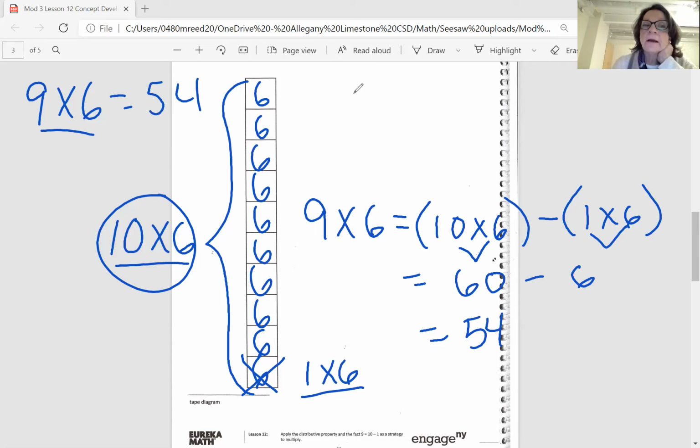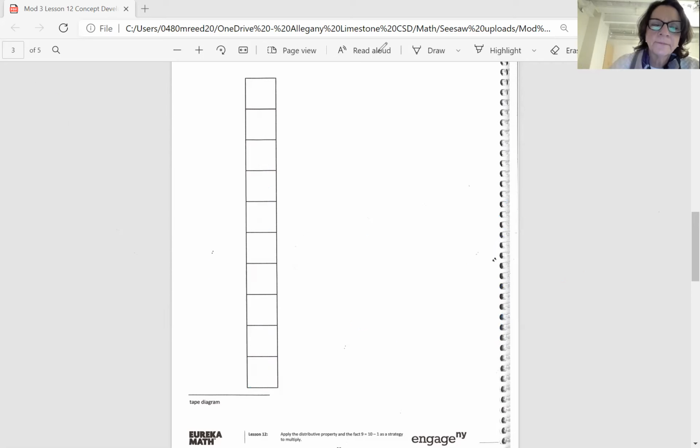And how did we get it? 9 times 6 is a hard fact, but we know 10 times 6. We know 1 times 6. We can calculate 10 times 6, calculate 1 times 6, subtract, and we will get 9 times 6. All right, hopefully it's getting easier for you every time, boys and girls. We're going to go on to the next one.